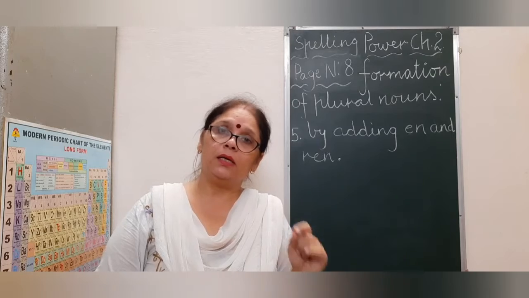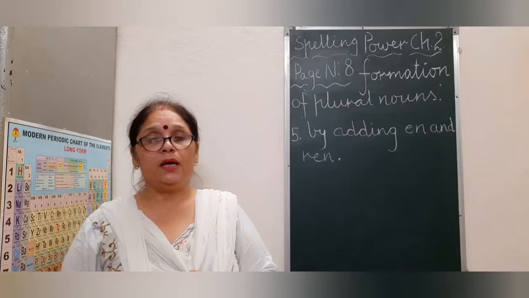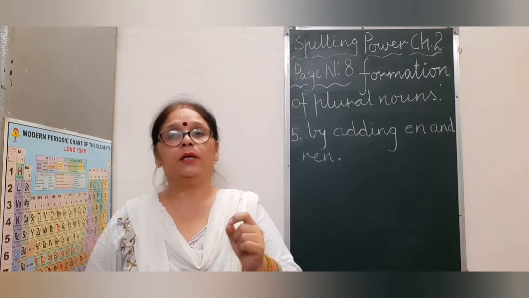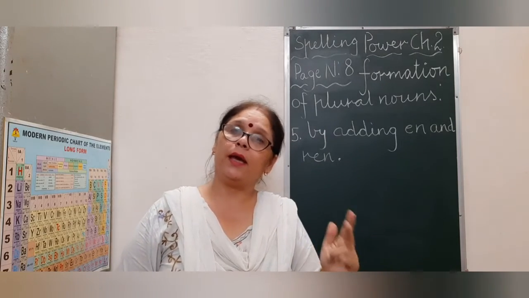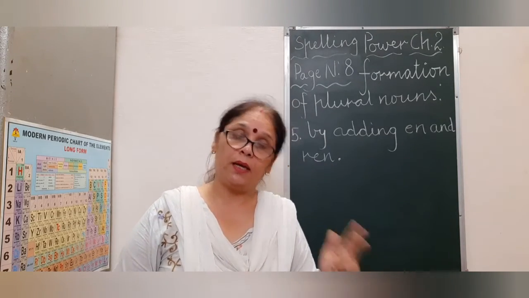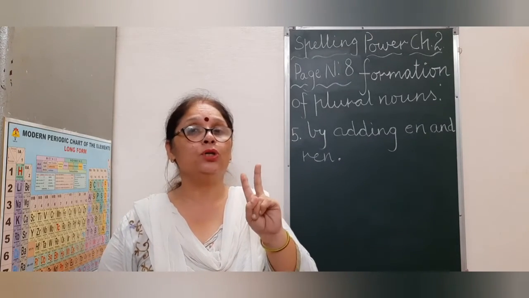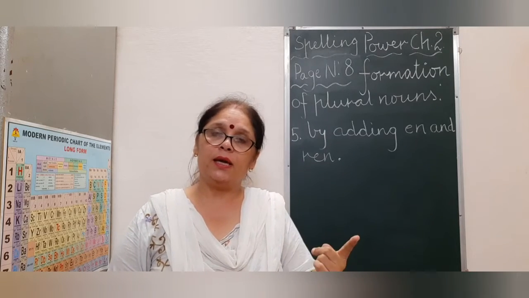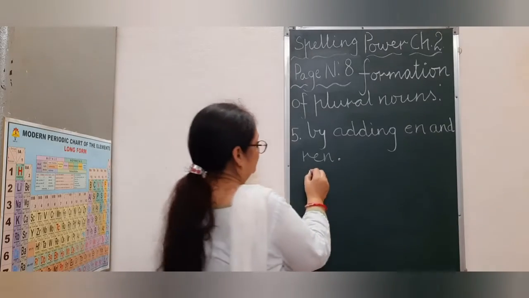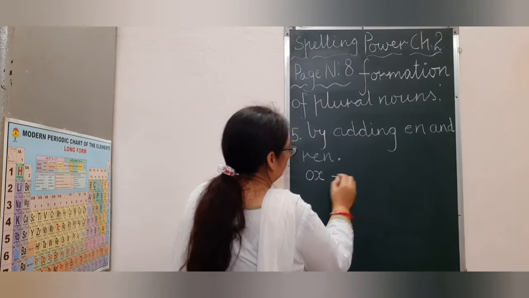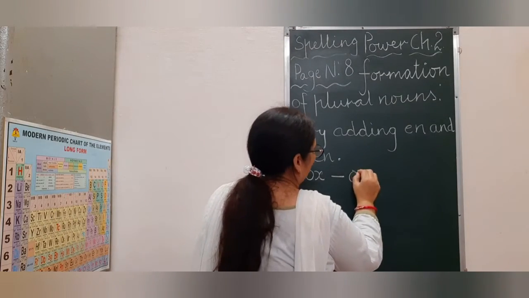by adding en and ren. Yes, हमें प्लूरल फॉर्म ऑफ द नाउन बनाने के लिए सिंगुलर से en या ren भी ऐड करना पड़ता है. But there are only two words when we add en and ren. One is ox. Singular noun is ox and its plural form is oxen.